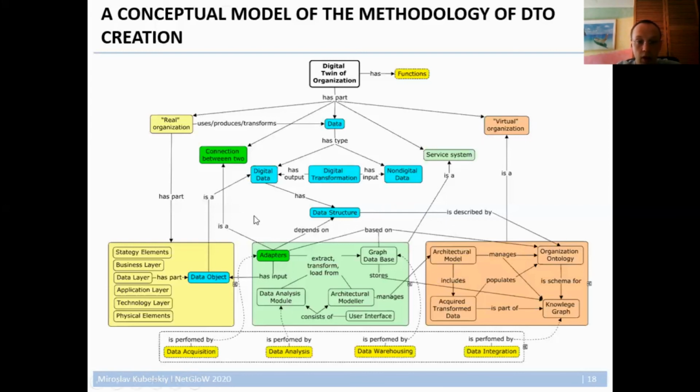So, looking at this scheme, we can identify 5 main structural elements, such as real organization, connection between the two, digital data, service system, and virtual organization. And we can also find four functions of the DTO, such as data acquisition, data analysis, data warehousing, and data integration.